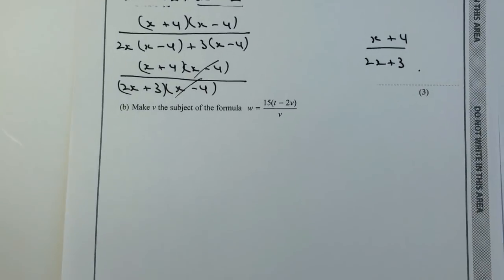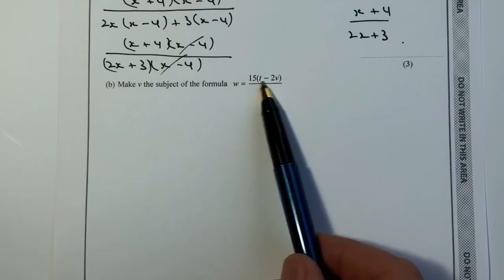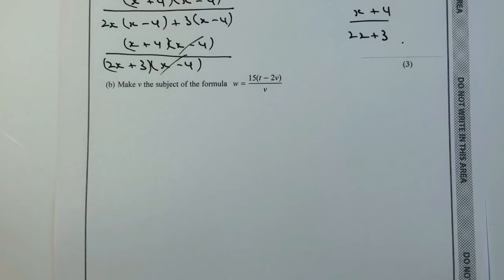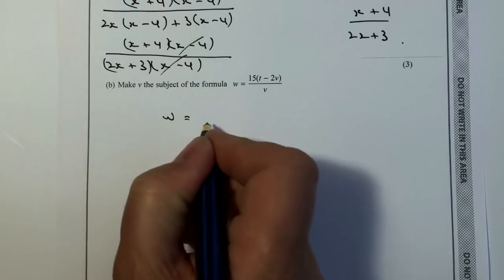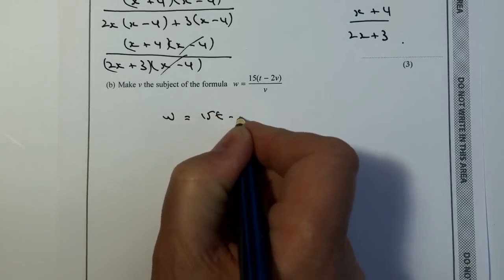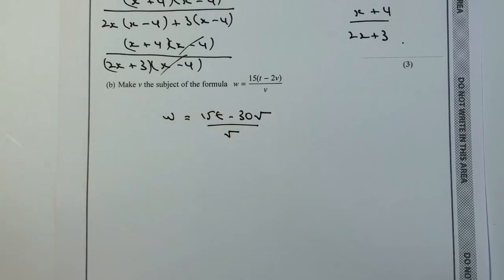Okay, then it says B, make v the subject of the formula. All right, well, the problem you've got here is you've got these brackets to play with. So what we need to do is we need to say that w equals 15t minus 30v, and that's divided by v.